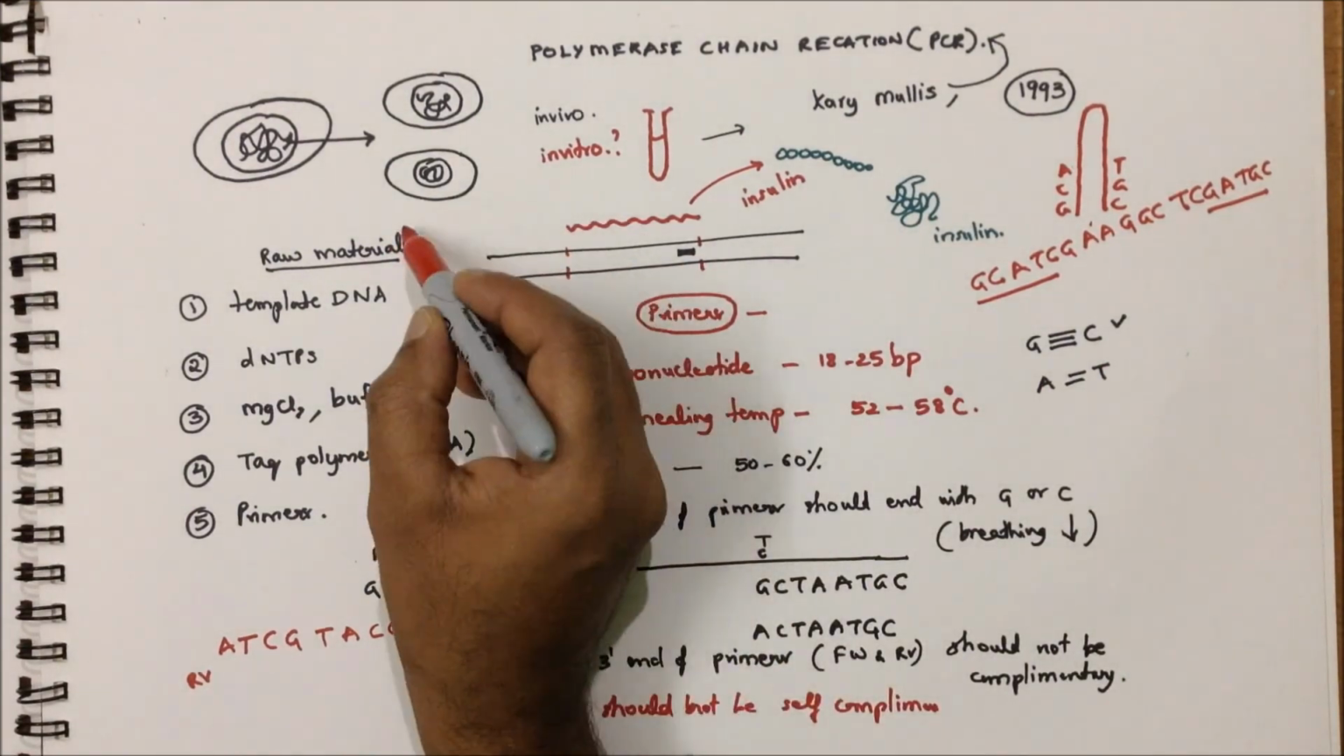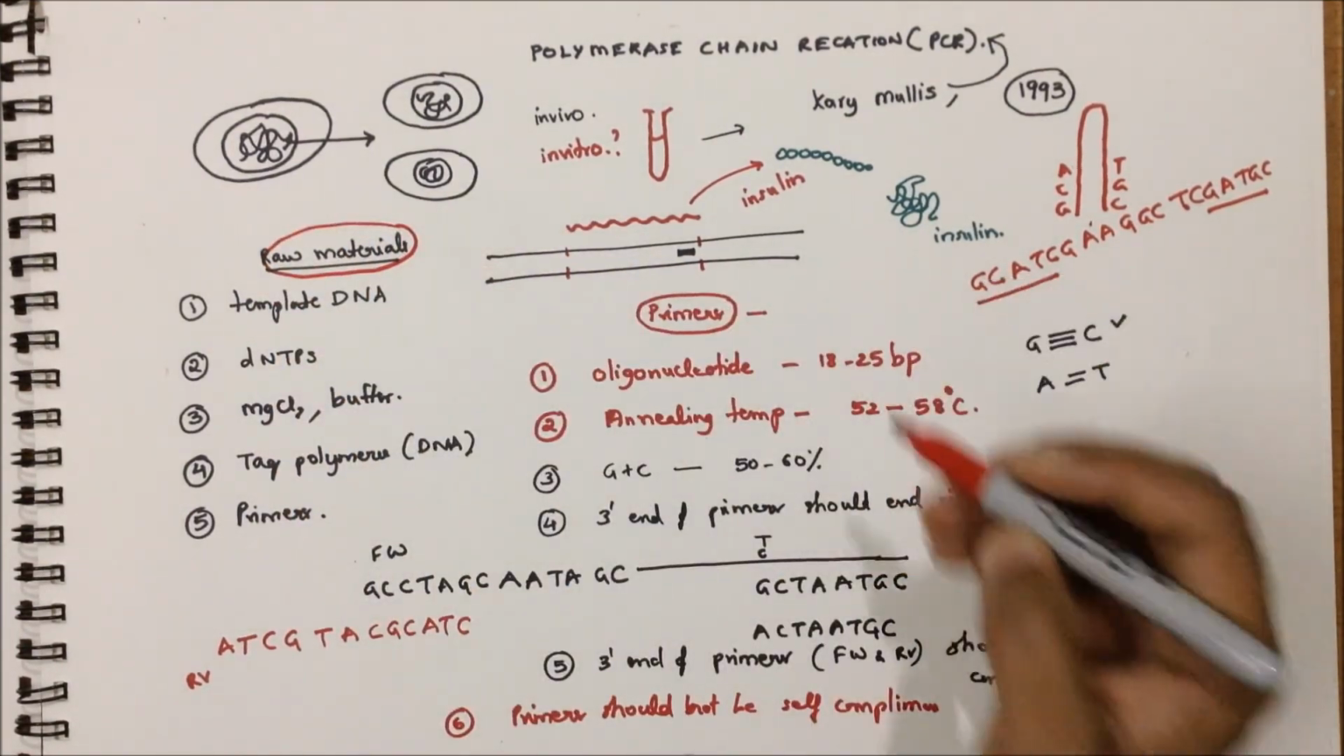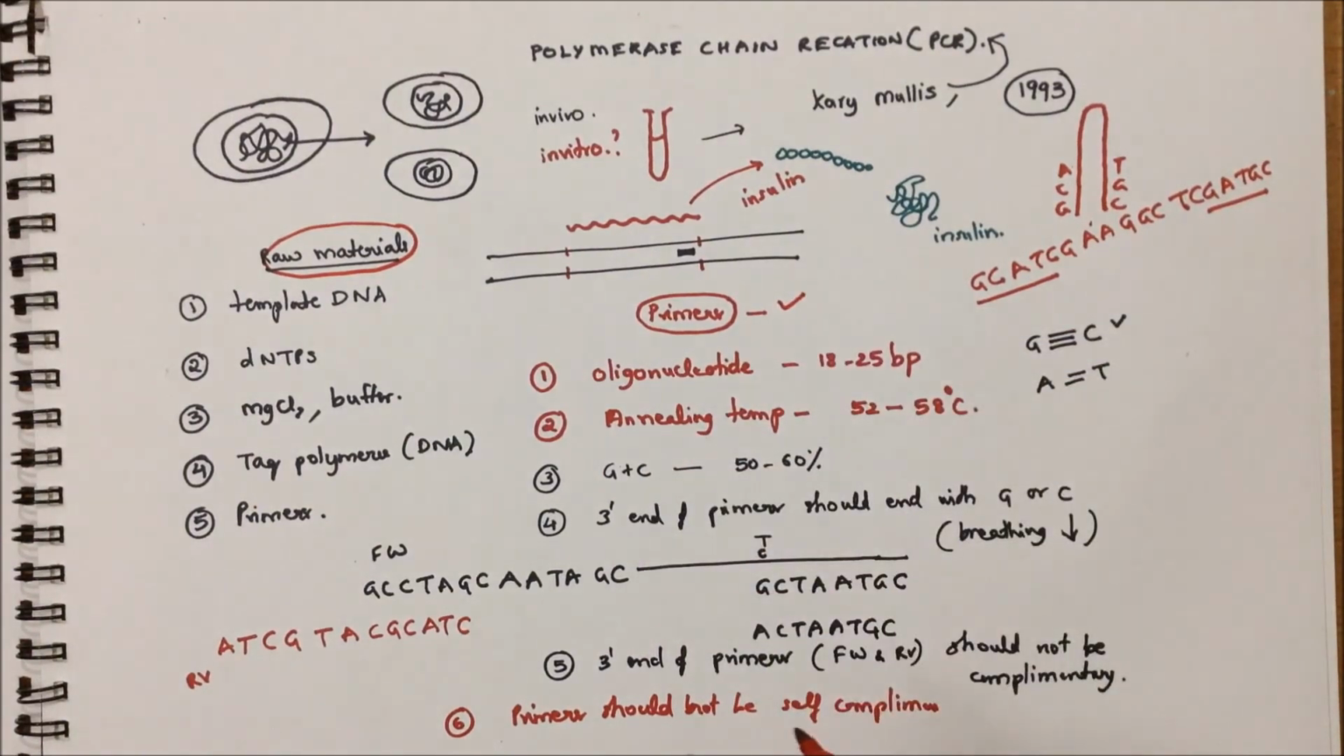So, the requirements of raw materials. Primer designing is very important. Primer designing is very important for each reaction. So this is about the PCR requirements. And next session we are going to see the detailed mechanism of the PCR reaction.